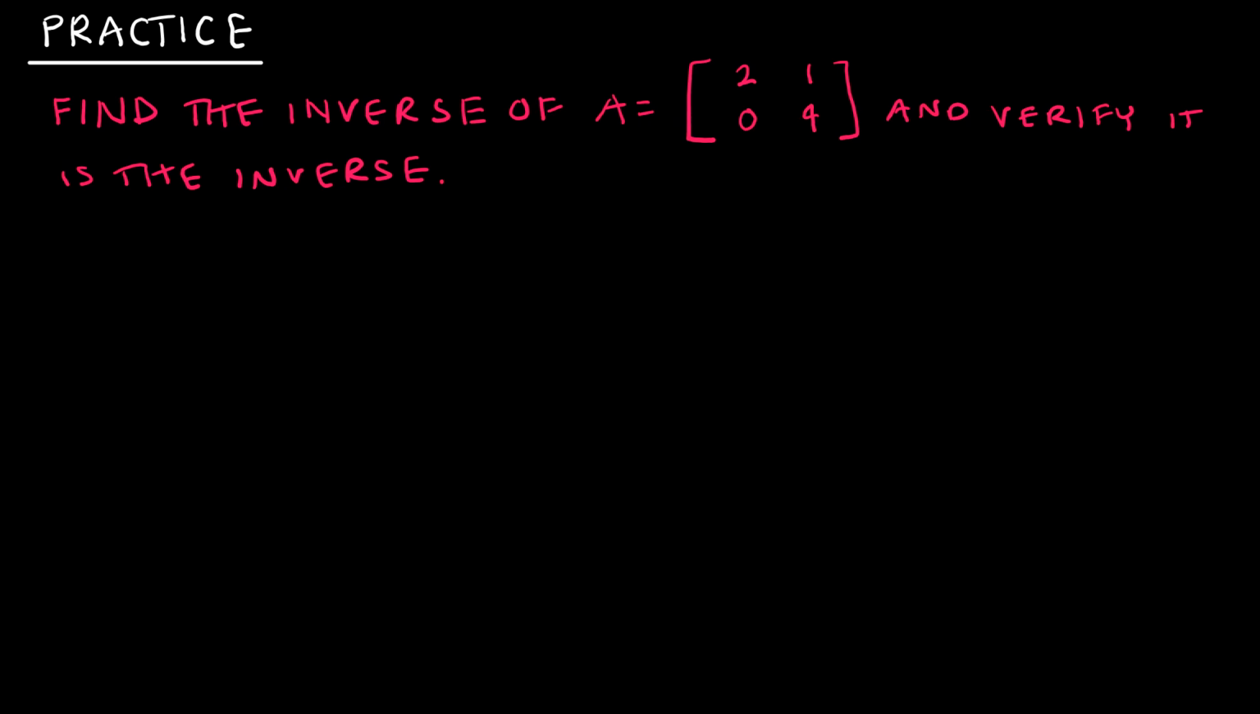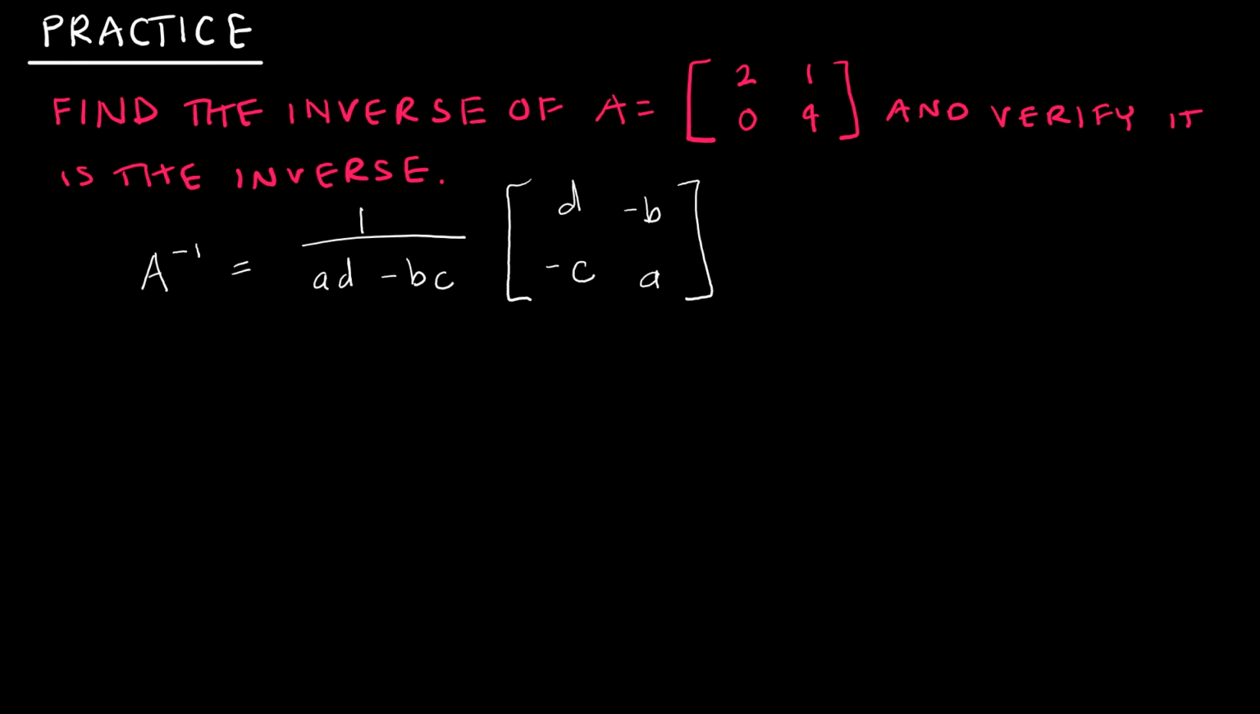Now, here's a practice for us to do together. It says find the inverse of A and verify it is the inverse. So again, I probably should have rewritten that formula for you since I doubt that you have it memorized by now. So we have AD minus BC, and remember D and A switched places and B and C switched signs. So that means, again, my original matrix A is A, B, C, D.